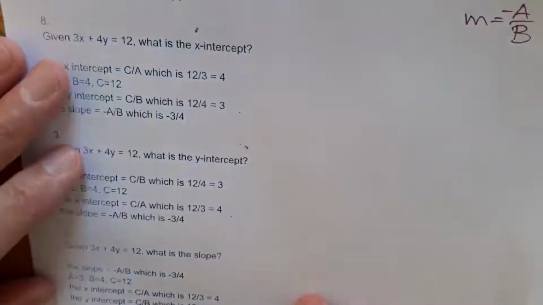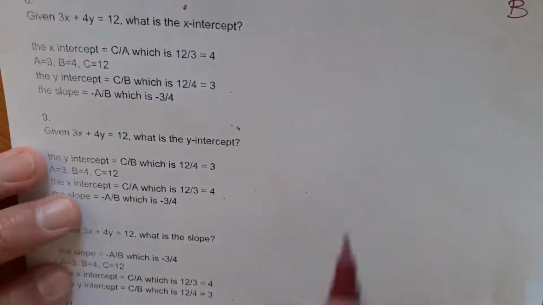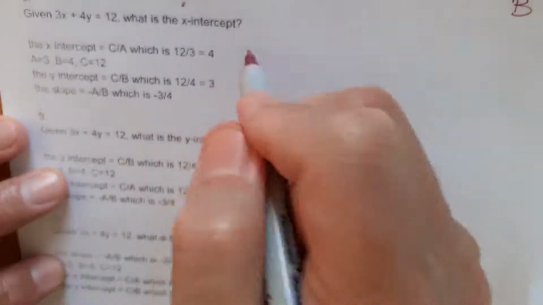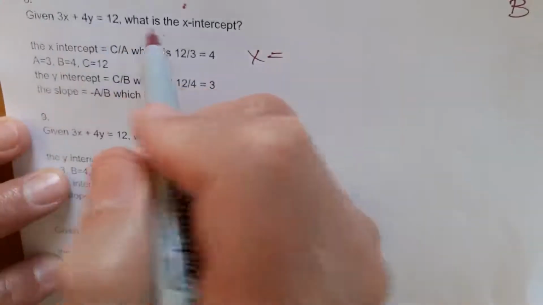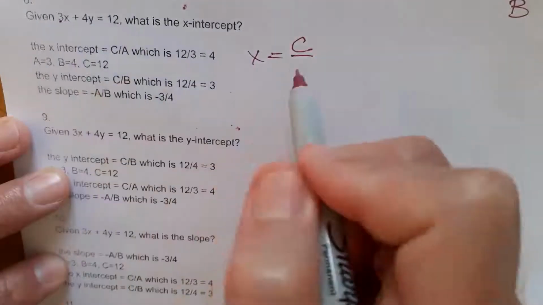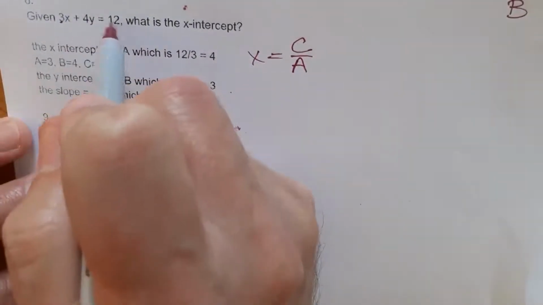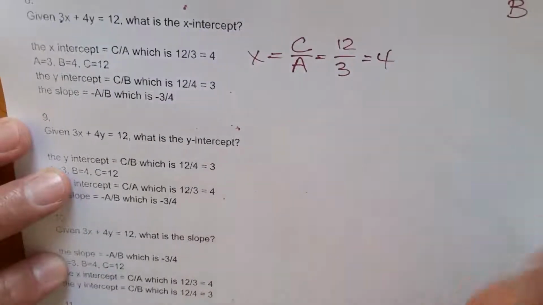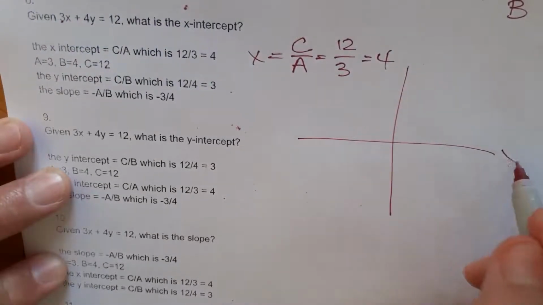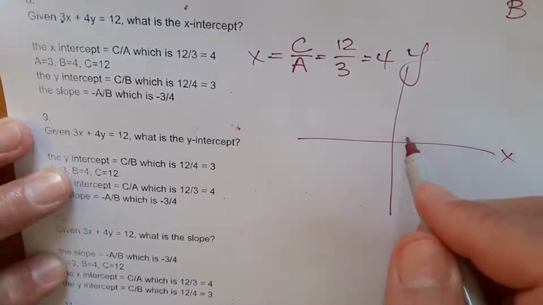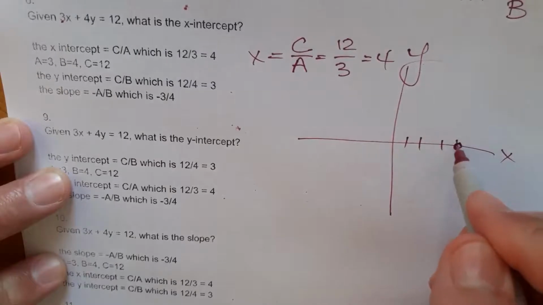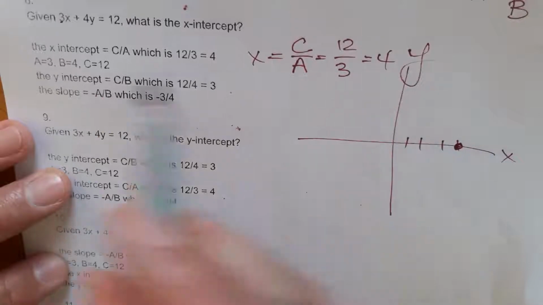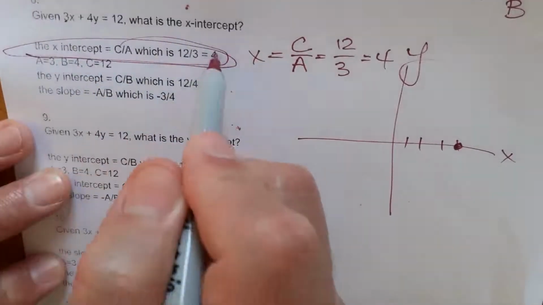And that's what we're going to use to go straight to the x-intercept. Given 3x plus 4y equals 12, what's the x-intercept? We know that the x-intercept is equal to c over a. In this case, c is 12 and a is 3. So 12 over 3 equals 4. When we graph this, the x-intercept is 1, 2, 3, 4. It's literally right there. We know what it is because we found it right here. Let's circle this. 4, check.